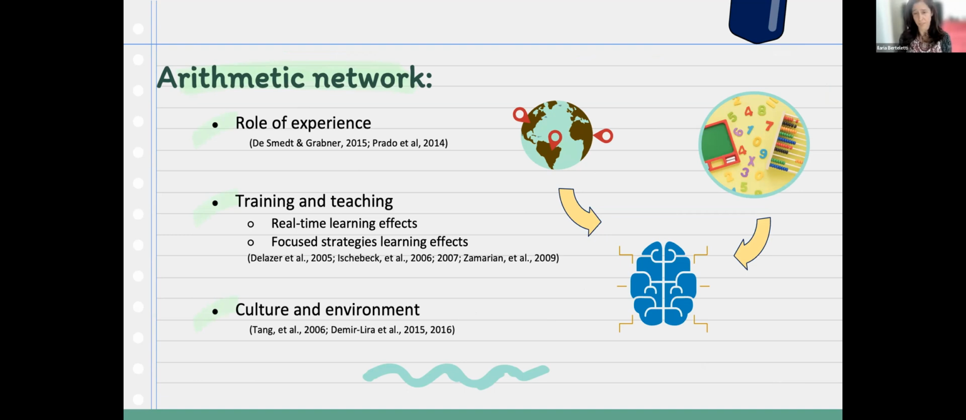Well, the arithmetic network is not fixed, and it's actually malleable. We've seen that it can change and be modulated by experience. Several studies on training and teaching practices have also shown differences, both real-time and long-term effects of the strategies used. And we've observed cross-culture differences comparing Chinese and American participants, as well as within culture, comparing low SES with high SES. Participants that have richer linguistic backgrounds recruit areas differently than those participants who have less rich language backgrounds, yet have similar performances.